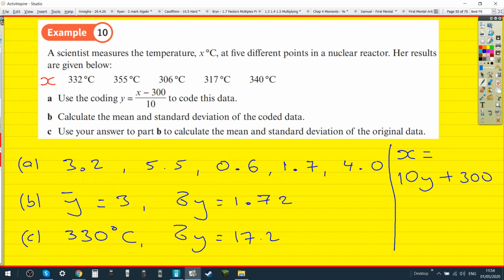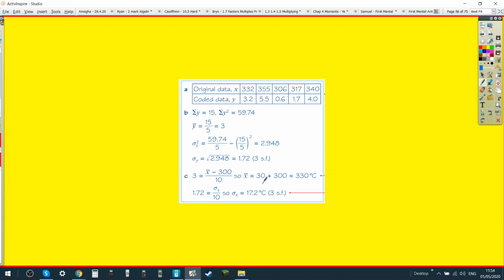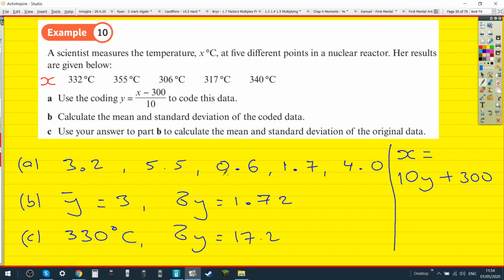So this is what coding is. Instead of having these hundreds, they just boil it down to this. They put it through some code, boiling it down to these little simple numbers. They found the mean of those, and then they uncode it to get the actual mean.